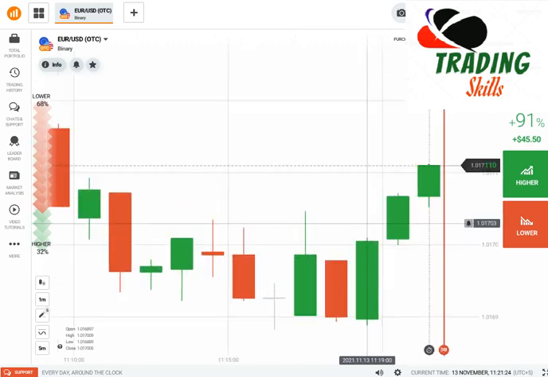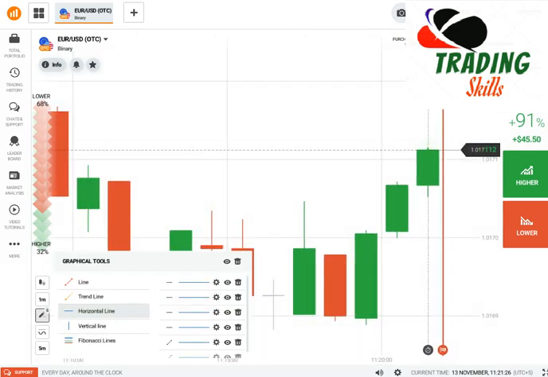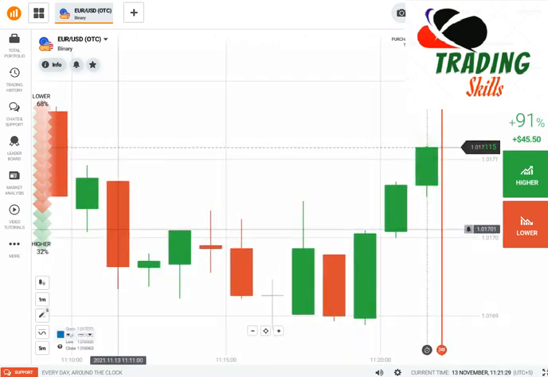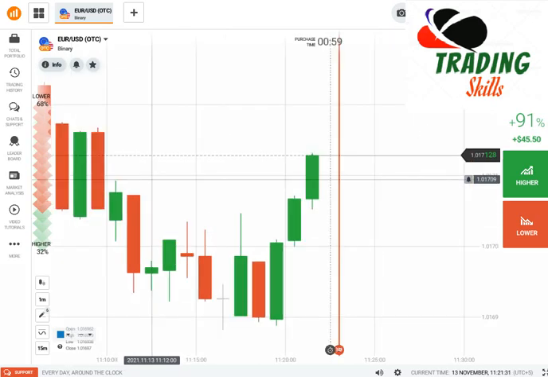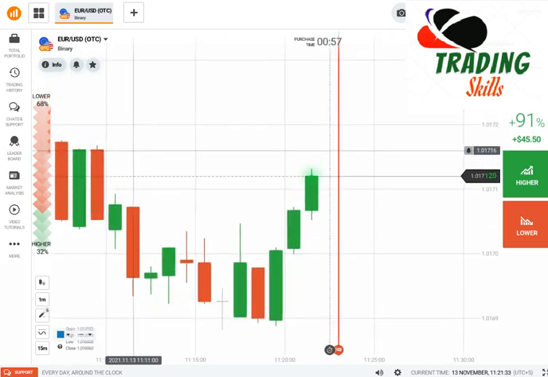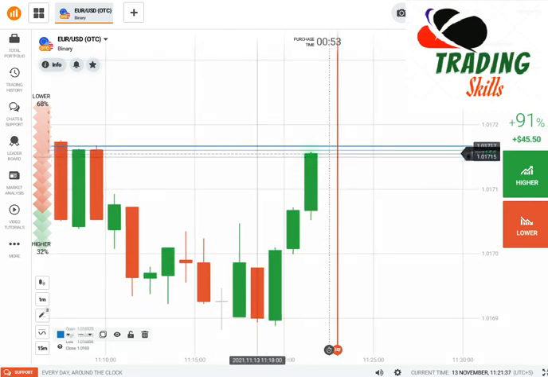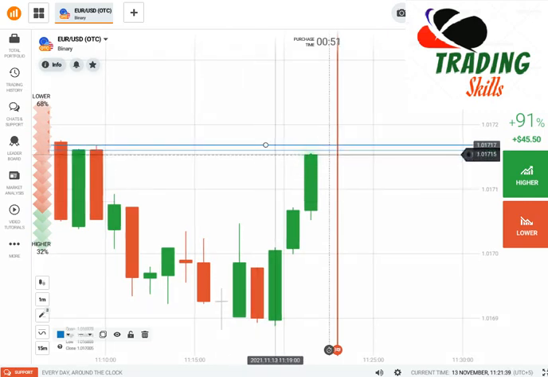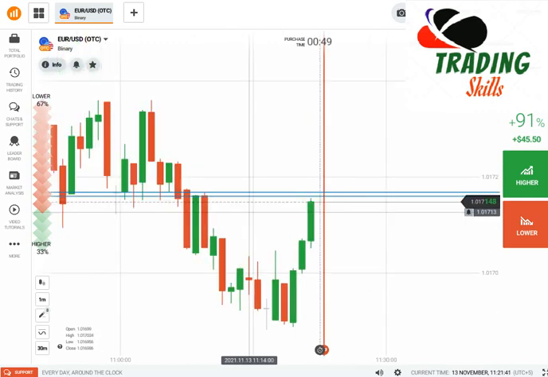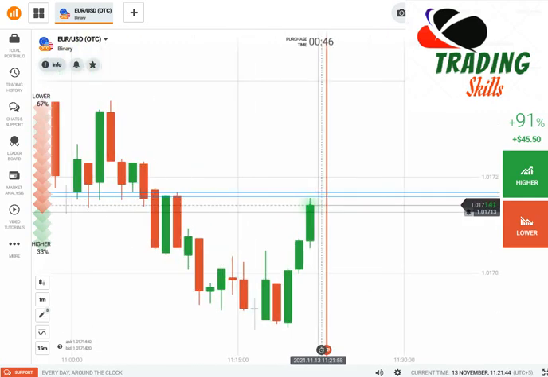So let's identify the levels. In today's session we are going to see the things as per the levels, and I taught this strategy LV. So let's see what's going on in the market.